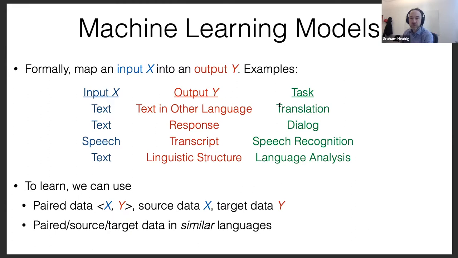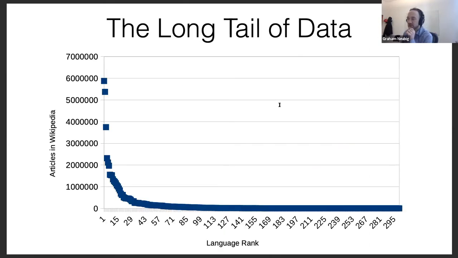So we're going to talk a lot about language similarity in this class, starting today and continuing in a few lectures. And this is a really powerful tool in allowing us to generalize to new languages where we don't have lots of data in that language itself. So this is just one example of the long tail of data.